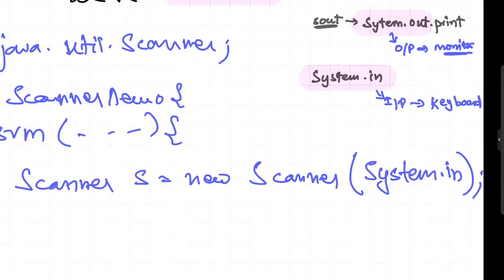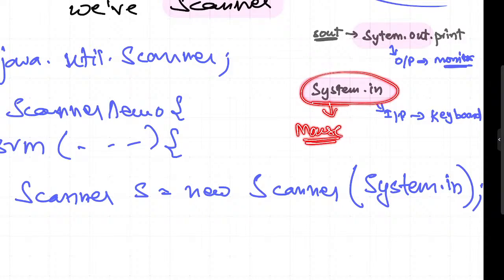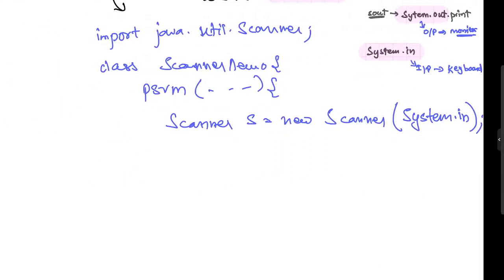You can bind the input and output to anything. For example, if you say that I want a System.in which is not a keyboard, maybe I want a mouse as my input for now, then it will take mouse coordinates as input. You will have to scan mouse coordinates using this. So I'm not saying that output is always fixed to the monitor or input is always fixed to the keyboard.